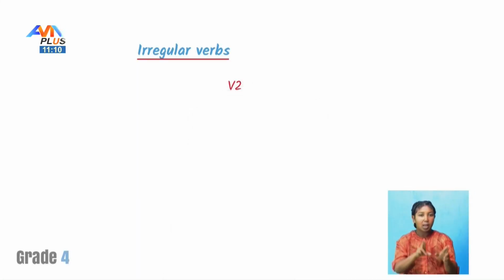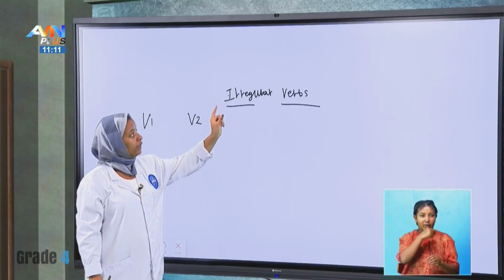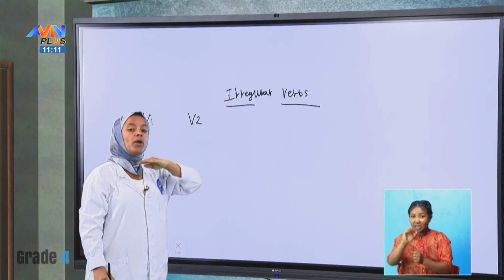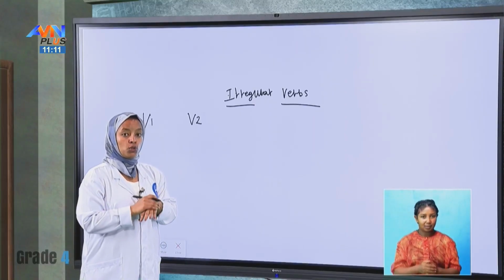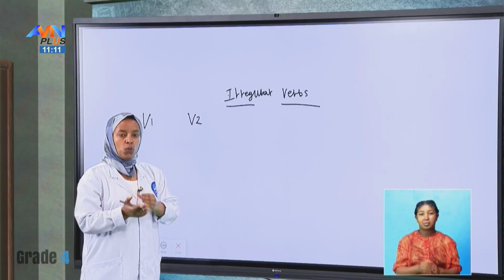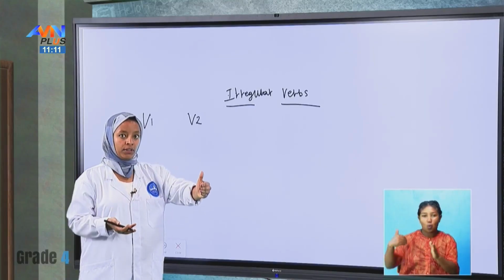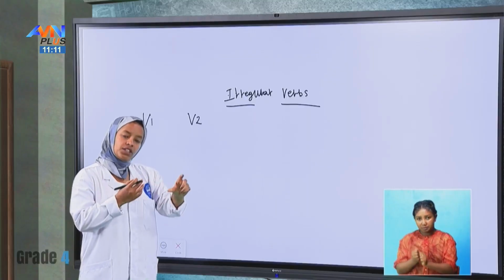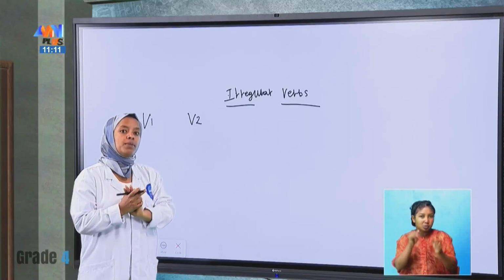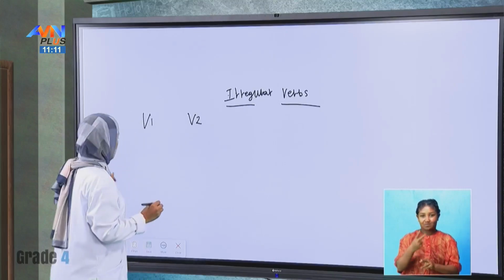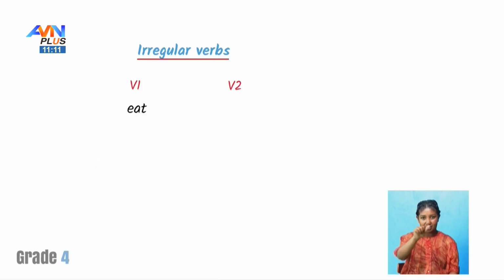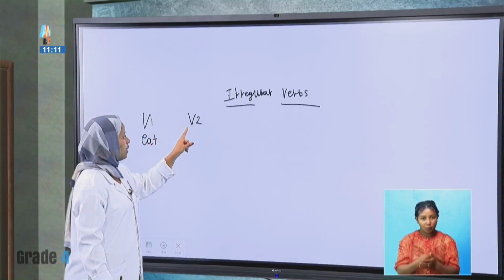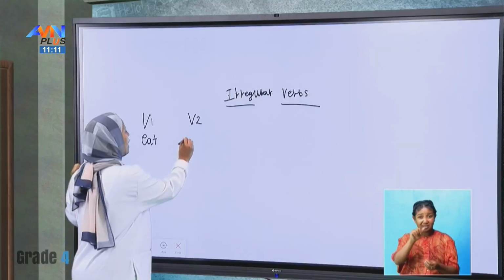Here is verb 1. The difference is that after these verbs, we are not adding what? ed. We are not going to use ed. Maybe we change the whole verb or some letters, and maybe we are not changing it at all. Let me show you. So let me give you one example from here. Eat. This is eat. So let us change it to verb 2. Here is ate.